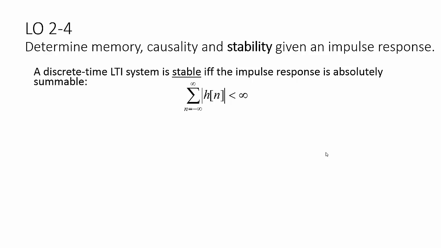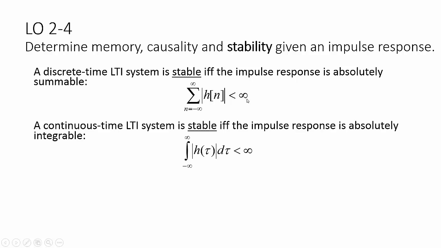Stability. A discrete time LTI system is stable if and only if the impulse response is absolutely summable, which means that the sum of the absolute value of our impulse response is less than infinity. A continuous time LTI system is stable if and only if the impulse response is absolutely integrable. That means that the integral from negative infinity to infinity of the absolute value of h of tau d tau is finite.